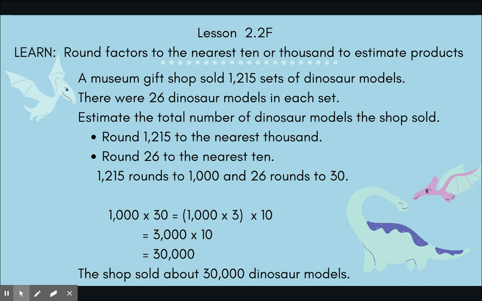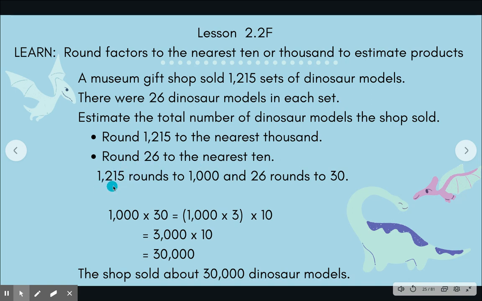So for this example, we have a word problem. A museum gift shop sold 1,215 sets of dinosaur models. There were 26 dinosaur models in each set. Estimate the total number of dinosaur models the shop sold. So your first step would be to round 1,215 to the nearest 1,000. And then you'll round 26 to the nearest 10.